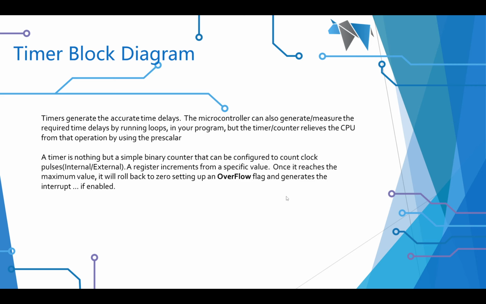A timer is nothing else but just a simple counter. It just counts numbers using pulses from the internal and external signals, and it just increments a register with a value. And once it reaches a maximum value, it will go back to 0. So if the range of the timer is an 8-bit value, it will go from 255 through to number 1, and when it gets to 0, it will just set a flag called the overflow flag and generate an interrupt if it's enabled. They're very simple. I thought a long time ago they were complex, but they're not. They're as simple as that.